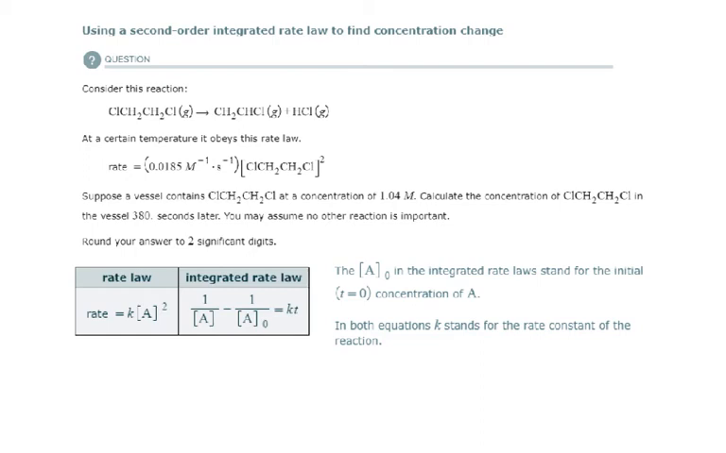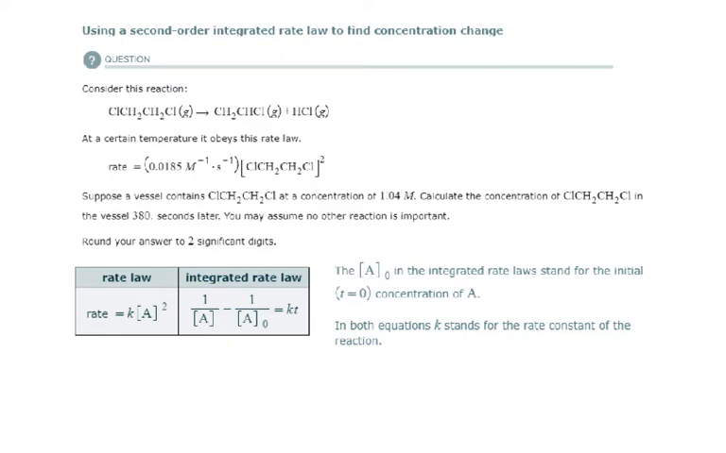All right, here we are doing the same thing, except we are dealing with second order reactions. So we're going to be using a different integrated rate law, a second order integrated rate law, to find concentration change given time. So here's our reaction. Looks fairly complex, but we're not even worried about the chemicals here in this reaction. We just need to pull out some certain information.